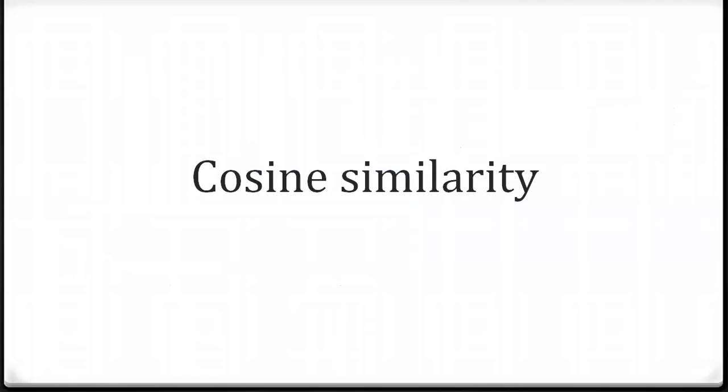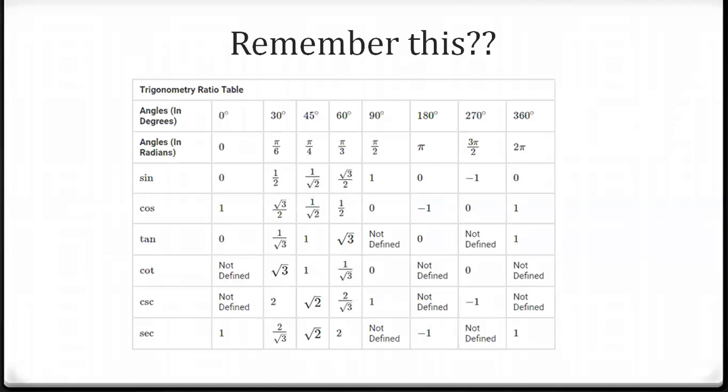Okay. So there is one more topic called cosine similarity. Let's look into what that is. Do you remember what this is? This is a trigonometry table that we used in 10th or 12th grade to calculate angles using sine theta, cos theta, tan theta. Here we are discussing cosine similarity, so we'll be looking only into this table.